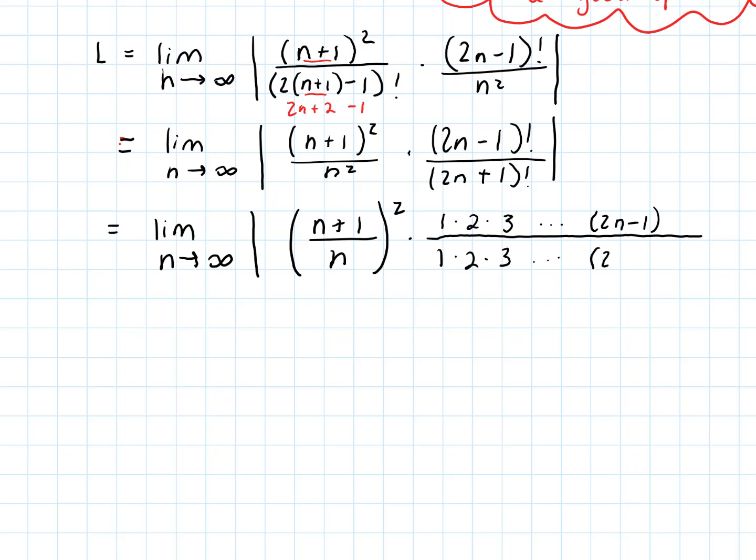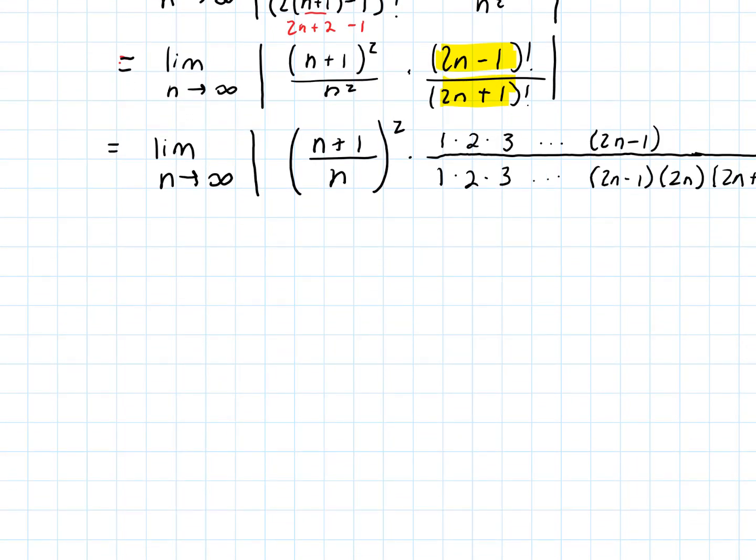It's going to have a term 2n minus 1, but it's going to keep going because it doesn't stop until it gets to 2n plus 1. So then there's going to be a 2n and a 2n plus 1. So it has two additional terms in its expansion. These two factorials differ by two terms. The one on top has an expansion 2 less than the one on the bottom.